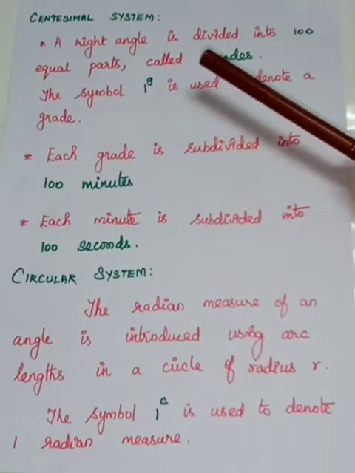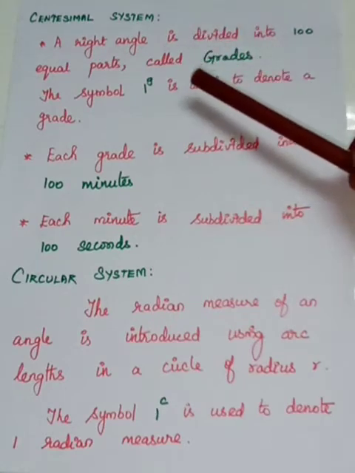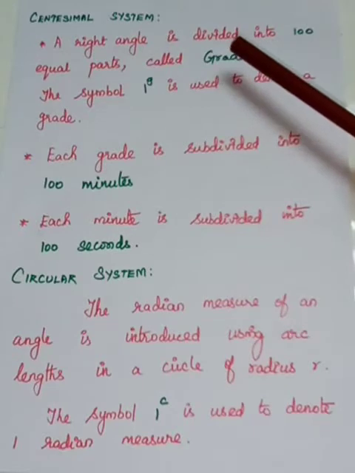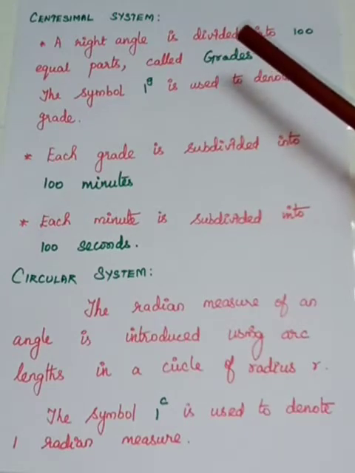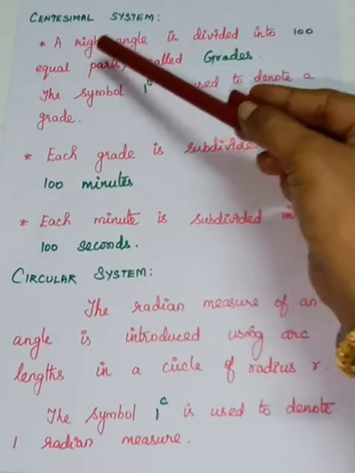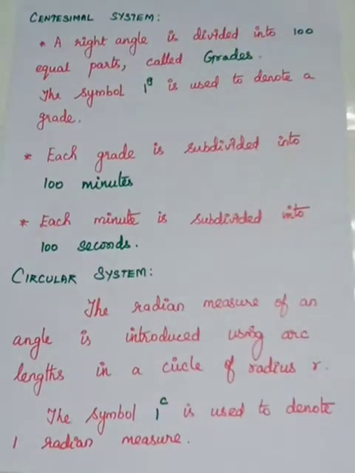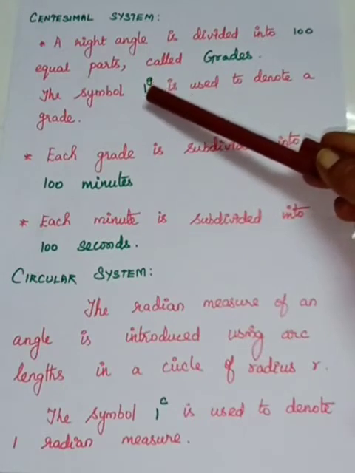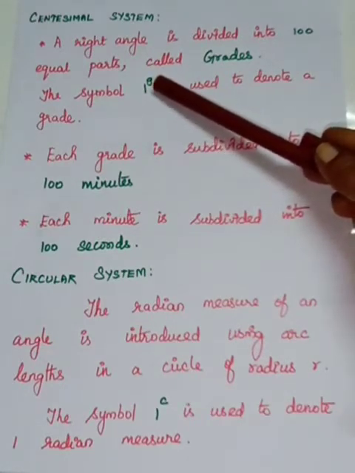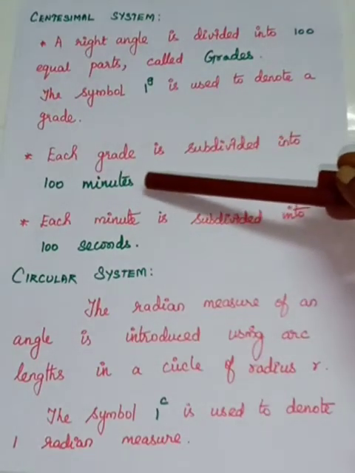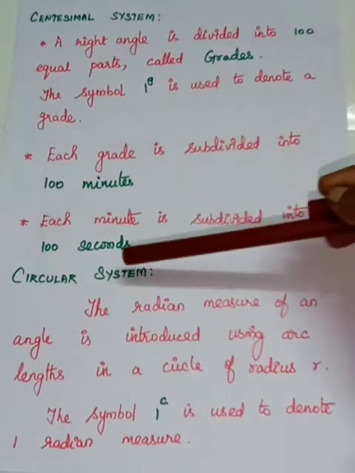The next one is the centesimal system. A right angle is divided into 100 equal parts called grades. In the sexagesimal system, a right angle is divided into 90 equal parts called degrees. Here, in the centesimal system, a right angle is divided into 100 equal parts called grades. Grades are denoted by 1 to the power g, that is 1 grade. Each grade is subdivided into 100 minutes and each minute is subdivided into 100 seconds.